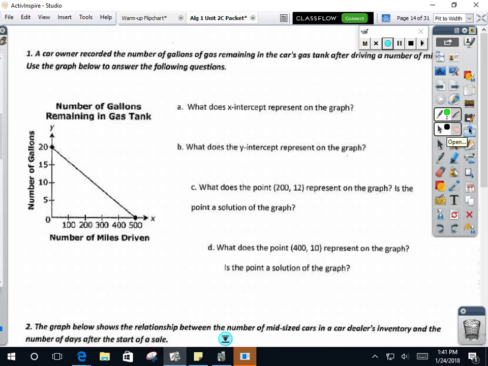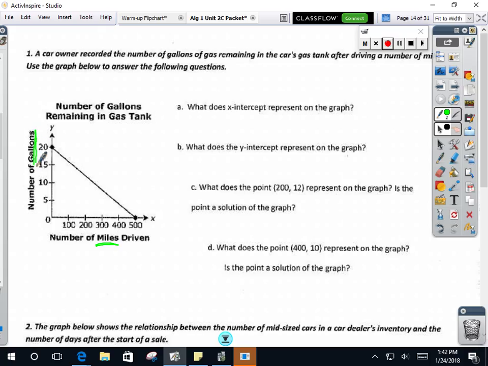Okay, number 1. A car owner recorded the number of gallons of gas remaining in the car's gas tank after driving a number of miles. Use the graph below to answer the following questions. Anytime you're given a problem with a picture or a graph, the first thing you should do is look at it and make sure you understand it. The x-axis is from 0 to 500, and those numbers represent what? Right, miles. And then on the y-axis, it goes from 0 to 20, and those numbers are in gallons of gas.